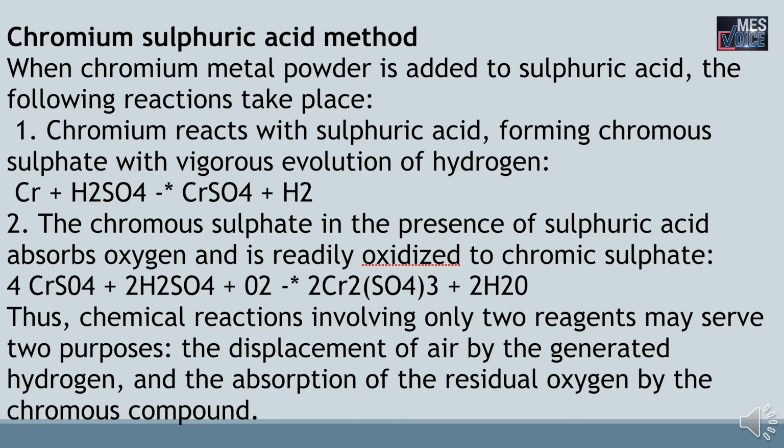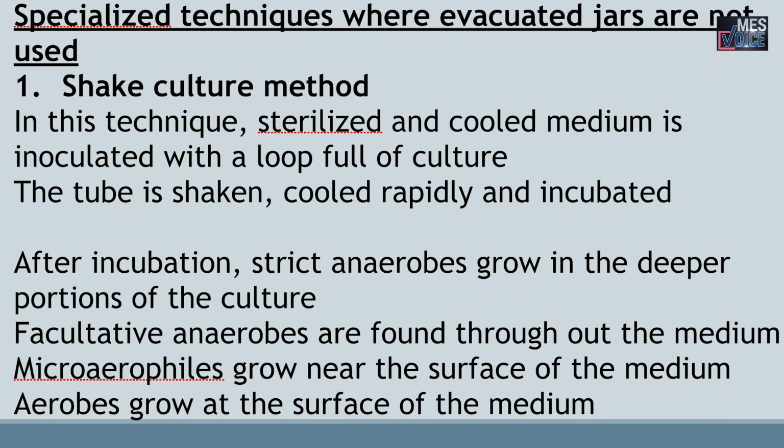And at the same time the chromous sulfate, in the presence of sulfuric acid, absorbs oxygen and is readily oxidized to chromic sulfate. Thus, chemical reactions involving only two reagents may serve two purposes. One is the displacement of air by the generated hydrogen, and the other is the absorption of the residual oxygen by the chromous compound. Next, we are going to see the various specialized techniques where evacuated jars are not used.